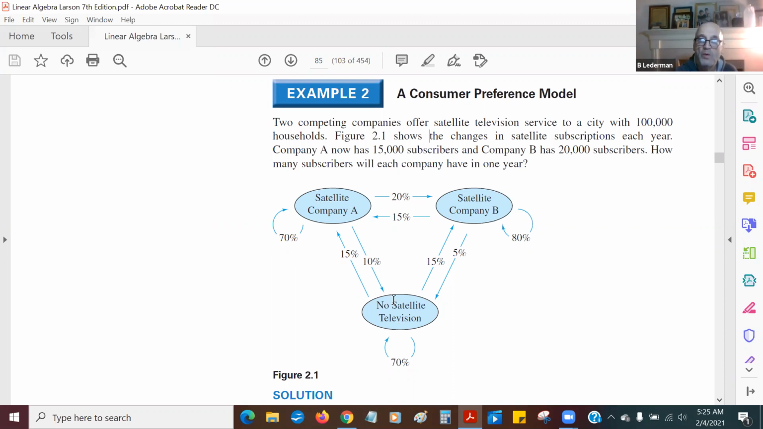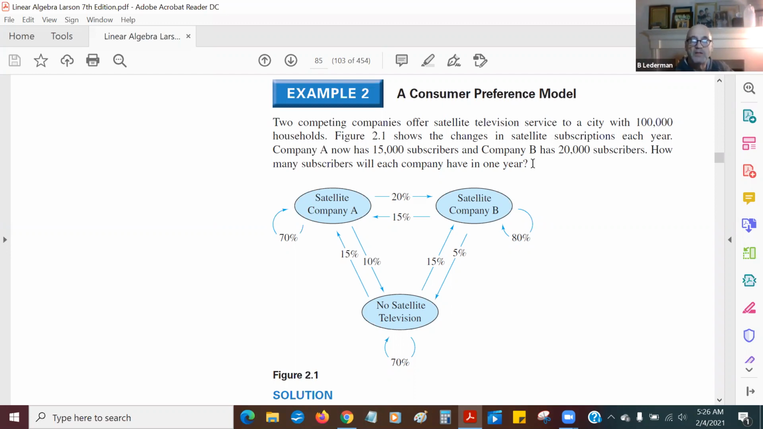But that's not the question here. So I just explained what this diagram means, but that's not the question they're asking us. They're asking us how many subscribers will each company have in 1 year. Now, of course, we don't know. We can't predict the future, but we're using a mathematical model. Given that, what's the expected amount of people, they call that expected value or expected probability.